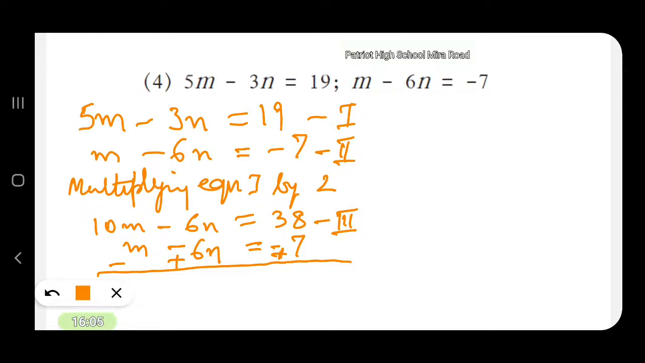So you will now add the two. This will be the second equation. You are adding them up. So 10m minus m will be 9m. The term in n will get cancelled because minus 6n and plus 6n will give 0 term in n. And then this will be equal to 38 plus 7, which is 45. Therefore m, dividing both the sides by 9, we get m is equal to 5.